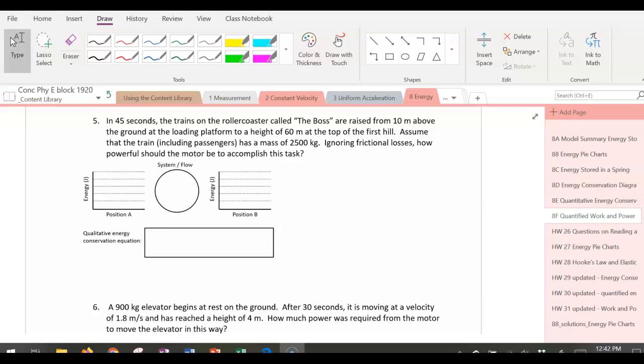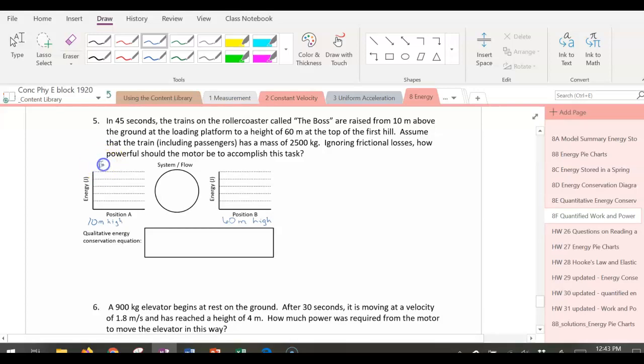This is talking about the trains on a roller coaster called the Boss. They start at a position of 10 meters on the loading platform, but the roller coaster goes to a height of 60 meters at the top of the first hill. So we're going to take position A to be when they're on the loading platform, and position B to be when they're at the height at the top of the first hill. And it says to ignore friction.